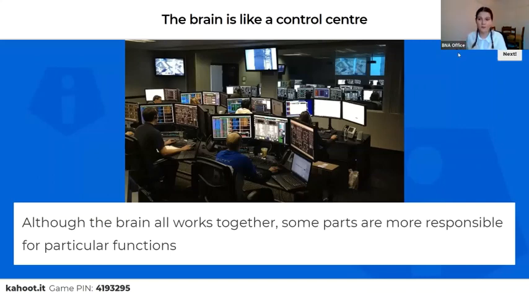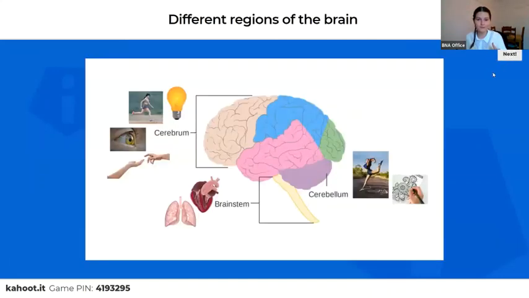So although obviously we've got these different parts of the brain that we are going to be talking about, and they are all very important and they all work together to bring about all these important functions that the brain does, there are some specific brain parts which are more responsible or more dominant in particular functions. So let's have a look at what that might look like.